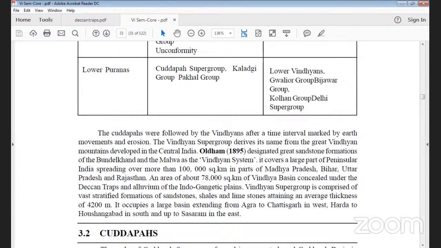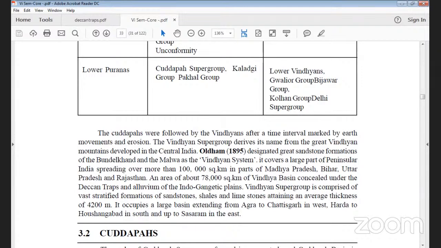Holland in 1895 designated the Great Sandstone Formation of Bundelkhand and the Malwas as the Vindhyan system, which covers a large part of the peninsula. In India, it spreads over more than 1 lakh square kilometers, covering parts of Madhya Pradesh, Bihar, Uttar Pradesh, and Rajasthan. An area of about 78,000 square kilometers of the Vindhyan basin is concealed under the Deccan Traps and the alluvium of the Indo-Gangetic plain.